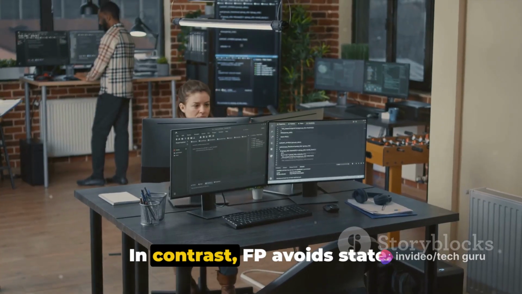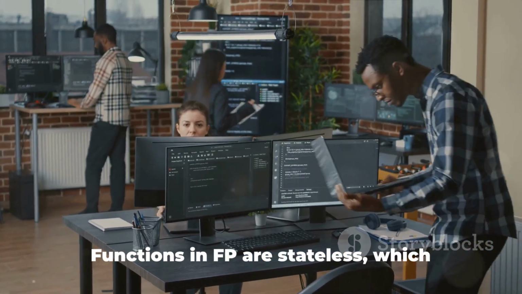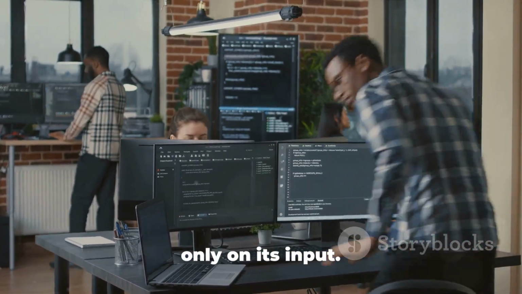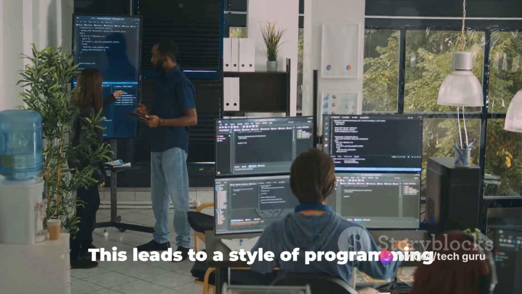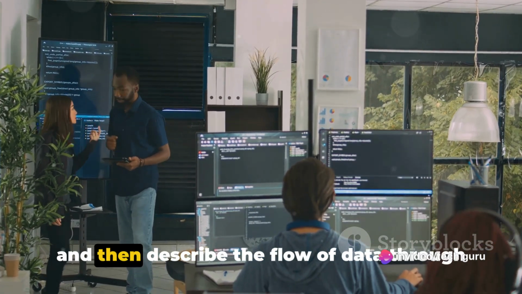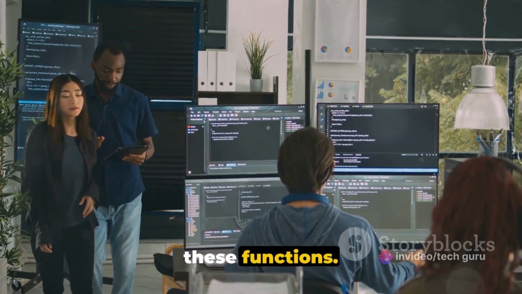In contrast, FP avoids state. Functions in FP are stateless, which means the output of a function depends only on its input. This leads to a style of programming where you first define a set of functions and then describe the flow of data through these functions.